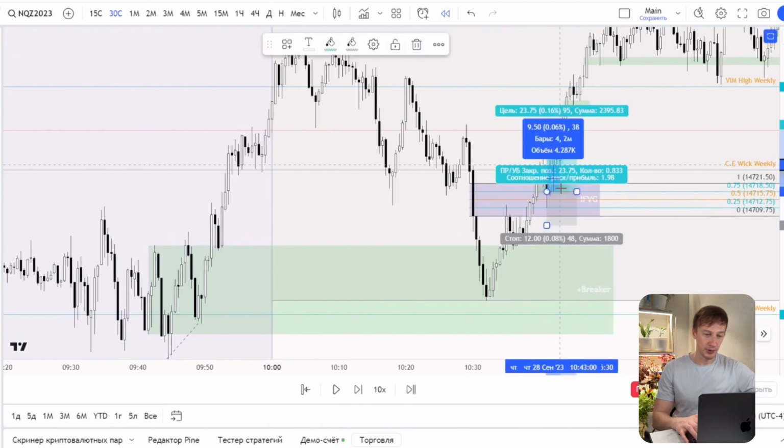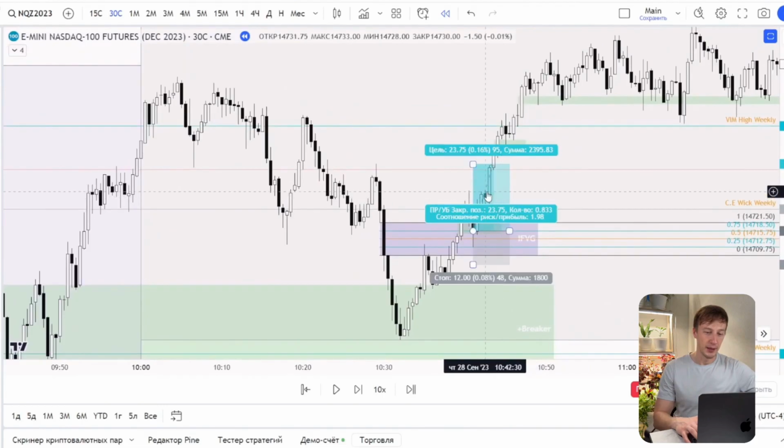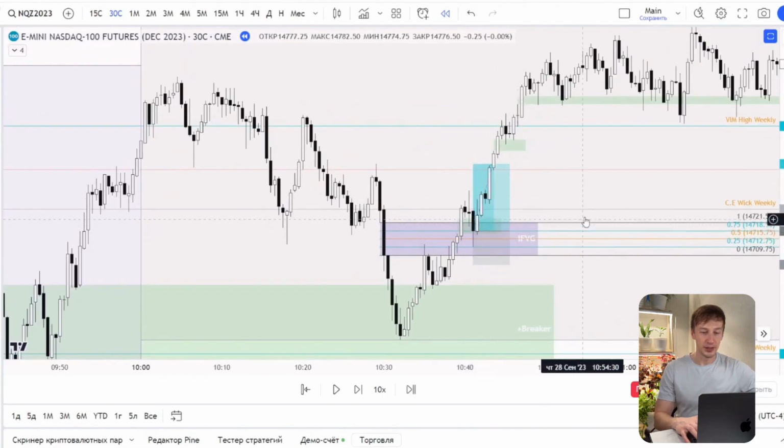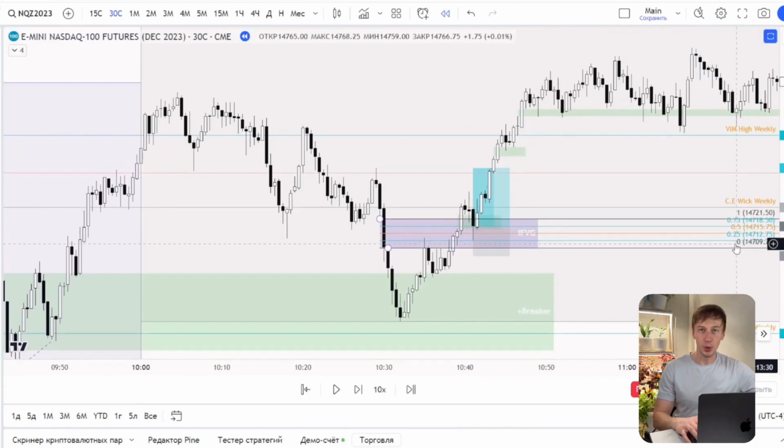The move turned out to be fast and quite impulsive. Let's even look at the timing. From the moment of entry to the take profit, it took about 2 minutes. Literally in just a couple of minutes, a 1 to 2 take profit was achieved. All in all, it was beautiful, fast and without any drawdown at all. The price wasn't even in the negative for a single second.